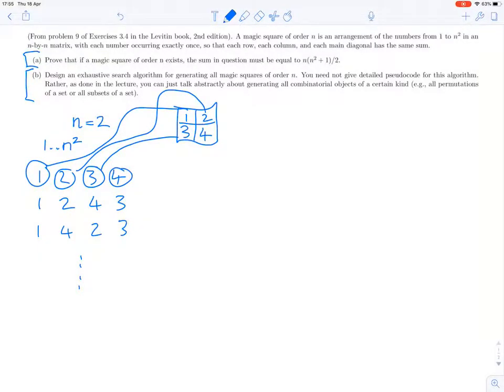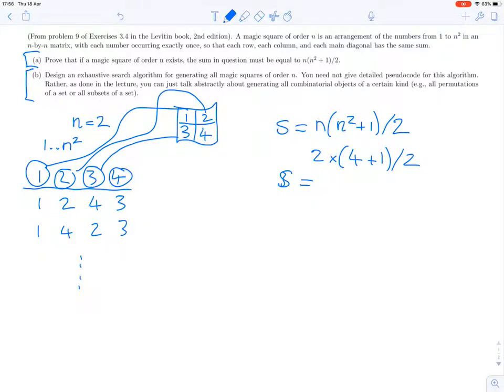Okay, so we've tried our first permutation, we've arranged them in a magic square, and now we just test if this meets the criteria that we've just decided a magic square must meet. So we said that the sum must be n times (n squared plus 1) over 2. This time we've got n equals 2, so we've got 2 times (4 plus 1) over 2. So we know that the sum must be 5.